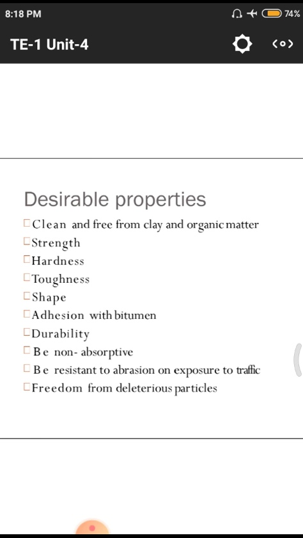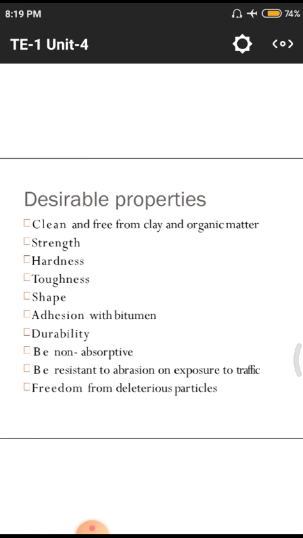Shape means when we choose a particular aggregate, it must be of angular shape, not rounded shape. That means if there is an angular shape, automatically there will be friction between aggregate and aggregate. Automatically we will get huge strength. Next one, adhesion with bitumen.